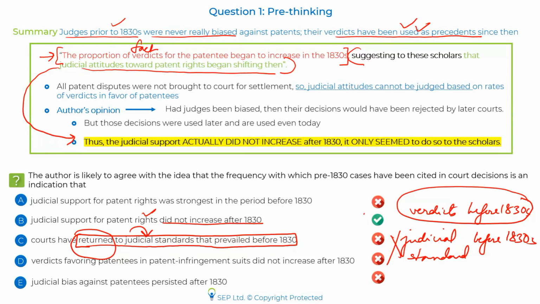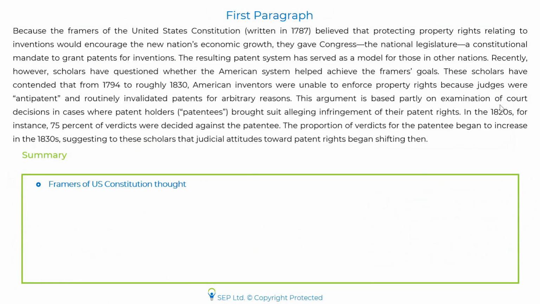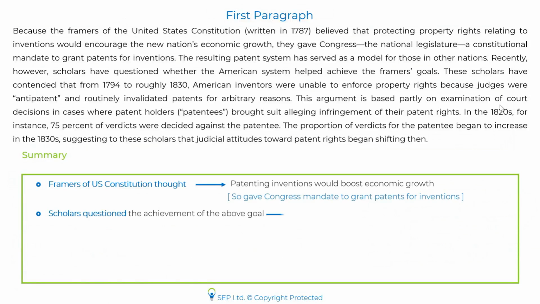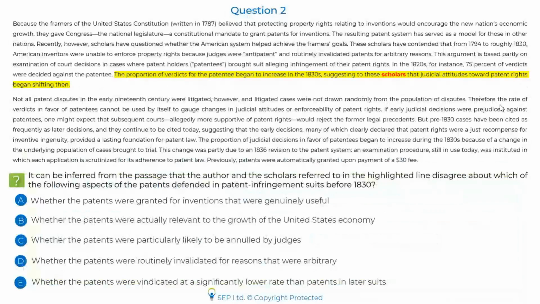And therefore, the courts did not return to judicial standards. They returned to the judicial verdicts. So please let me know if this is clear to all of you. Why B is the answer and not C? Because the fight was really between B and C. Wonderful. Let me bring up the next question for all of you on this passage itself. So we have already discussed this. Here's the next question.